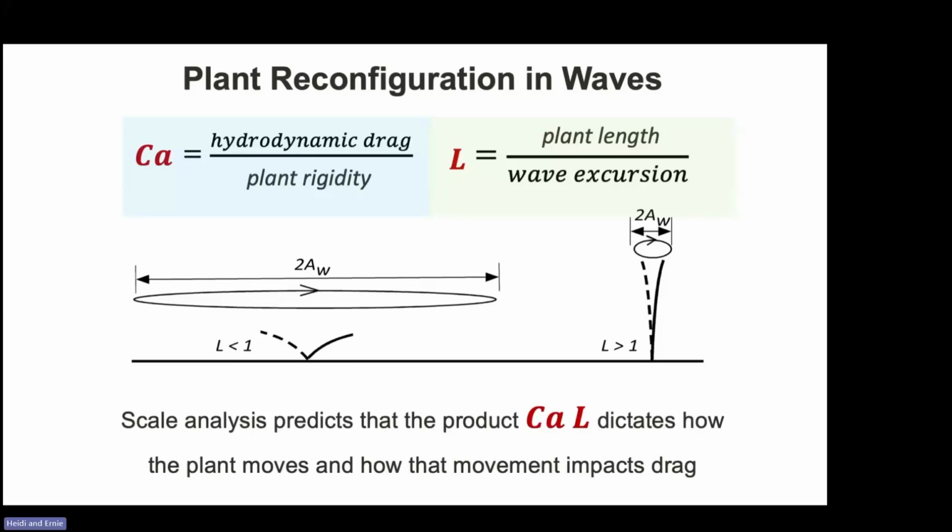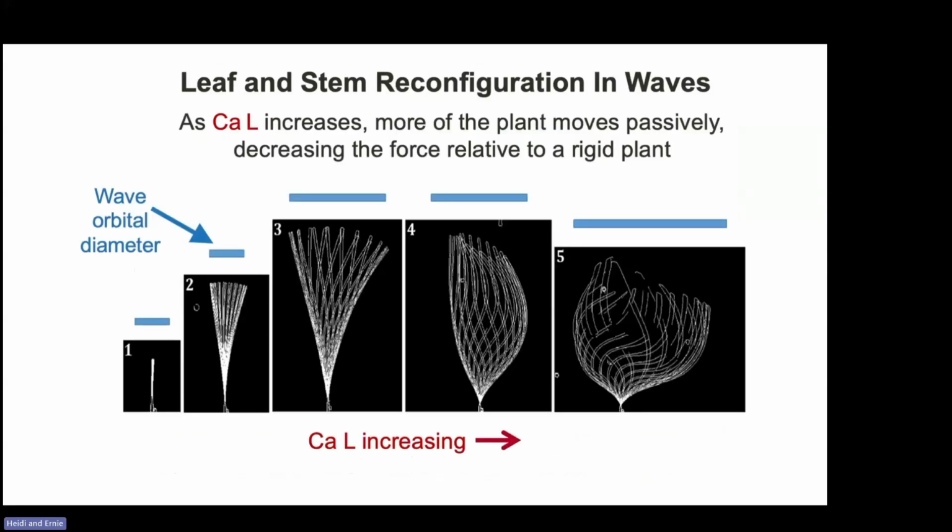I won't show you the detailed derivation today, but the scale analysis predicts that the product of the Cauchy number times the length ratio, CaL, dictates how the plant moves and how that movement will impact drag. As the Cauchy number times the length ratio, CaL, increases, more of the plant moves passively with the wave, which decreases the total force relative to a rigid blade.